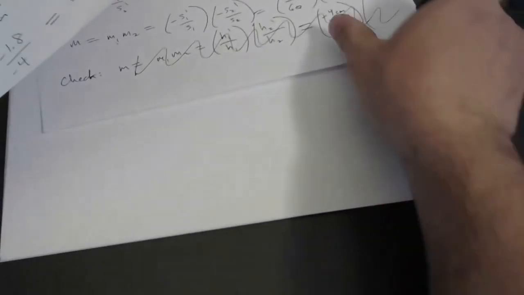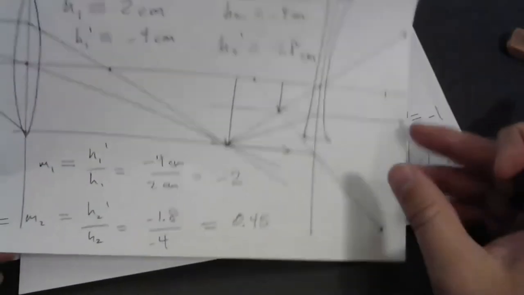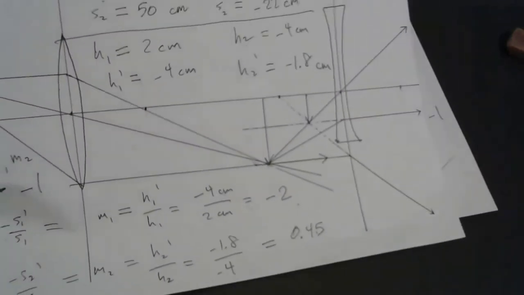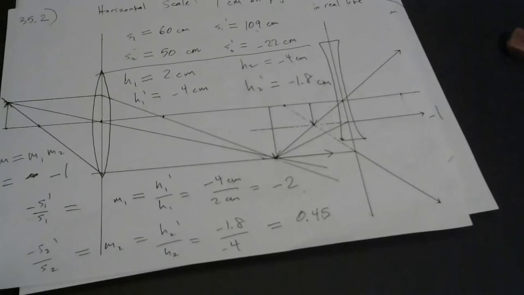But it is satisfying that the results of the thin lens equation closely match those of the ray diagram. And remember, that's no coincidence. You can prove that it has to work out that way. They're equivalent. The thin lens equation is equivalent to this geometrical method using the principal rays.